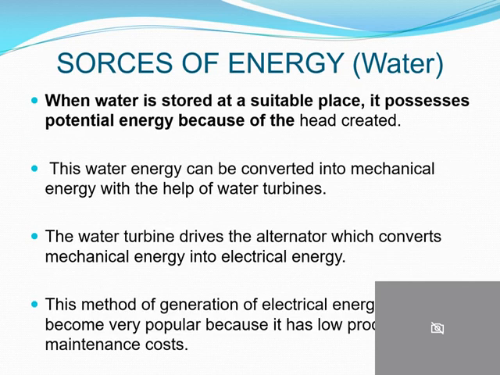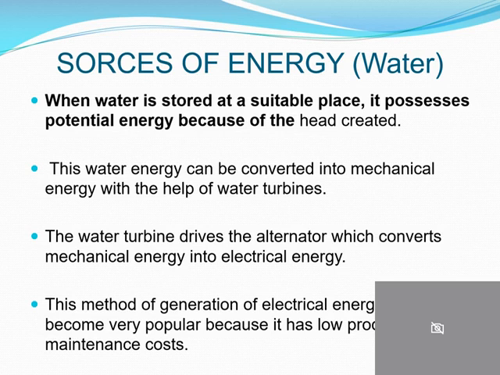And the next one is water. Now remember, your sun, your wind, your water, those are all natural elements, okay? You don't have to do anything. They are just there, God given to us. So when water is stored at a suitable place, it possesses a potential energy because of the head that is created. So this water energy can be converted into mechanical energy with the help of water turbines.